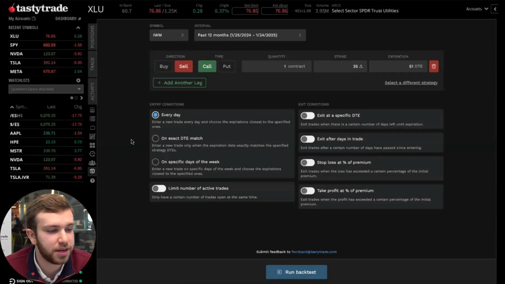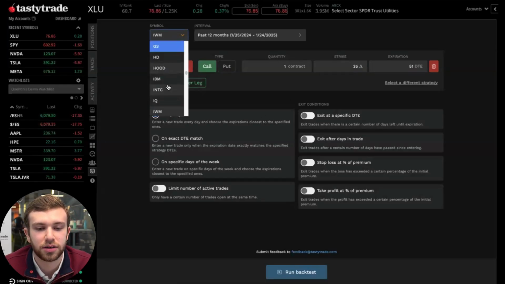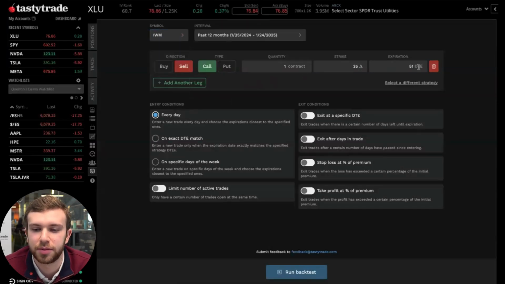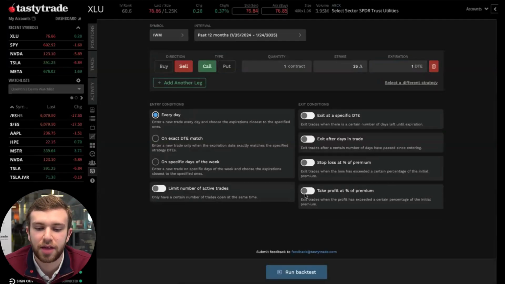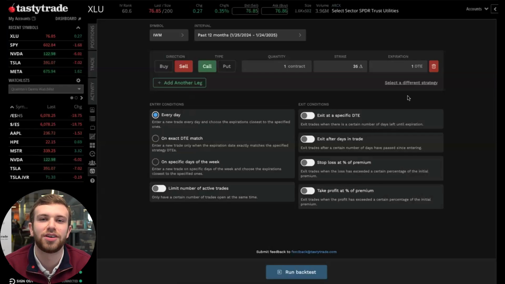Just to repeat how to do the 0 DTE backtests, I know SPX is popular, but we can just leave it at IWM. You would just want to enter one day till expiration, and then you can set entry conditions, whatever you want, probably not any exit conditions. As long as you have it at 1 DTE, this is sort of simulating 0 DTE options. It's not exact because it does take the overnight move into account, but to have a similar time frame, this is the best that we have on the platform, just because we don't have any sort of intraday options data and we're taking it at the end of the day.